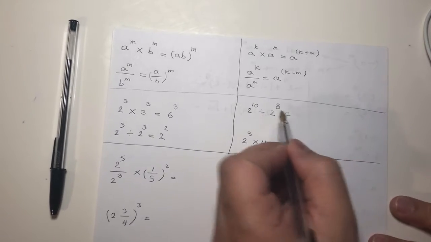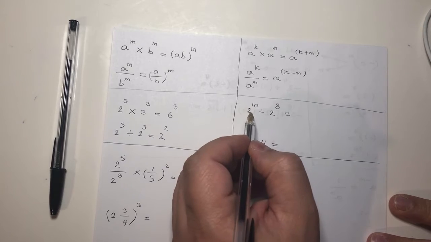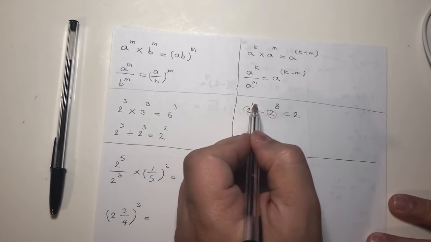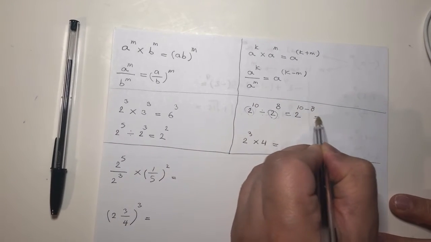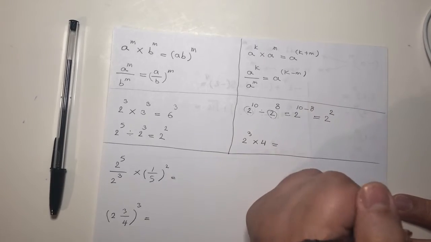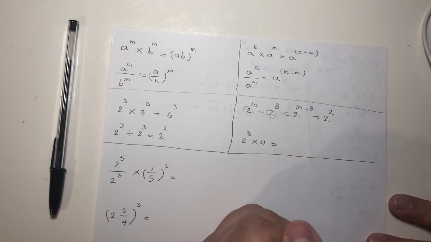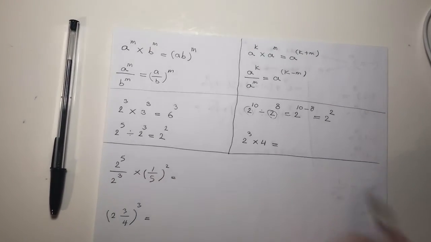Let's do another example. 2 to the power of 10 divided by 2 to the power of 8. The result would be, because the 2 and 2 are the same, we use one of them, 2. Then 10 minus 8, right? So it would be 2 to the power of 2. How about this one? I'll give you a few seconds to think about this one. I'm sure a lot of you have figured it out.